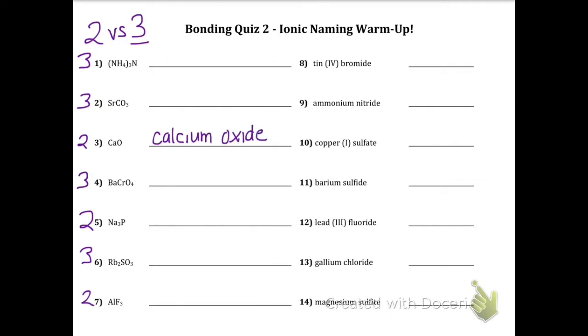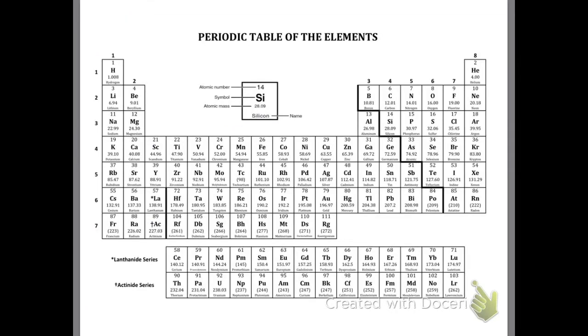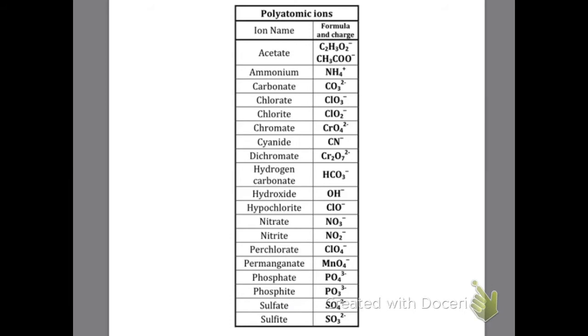IDE ending. Here's another one, sodium phosphide, IDE ending. And here's another one, aluminum fluoride, IDE ending. Okay, for all the ones that have 3, that means that there is a polyatomic that we need to consider.